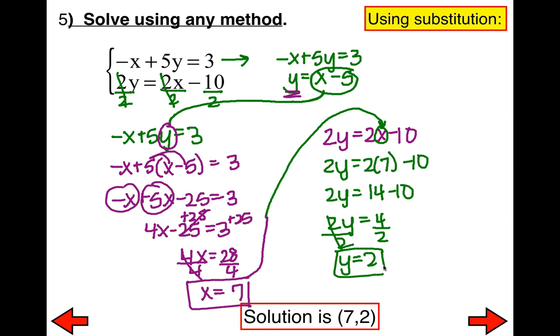So it's totally up to you if you feel more comfortable with substitution, if you feel more comfortable with elimination, or your mind just strictly sees substitution right away or elimination right away. Do what's best for you.